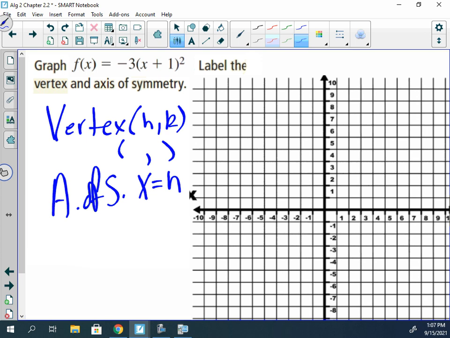So what is our vertex? Negative 1 comma 0, because we don't have anything added or subtracted to the end. So it's 0. That's the only number that we can add or subtract and not change anything. And x would be? X is equal to negative 1 for the axis of symmetry. And that's it. That's all we have to do for this here. Any questions on this here?